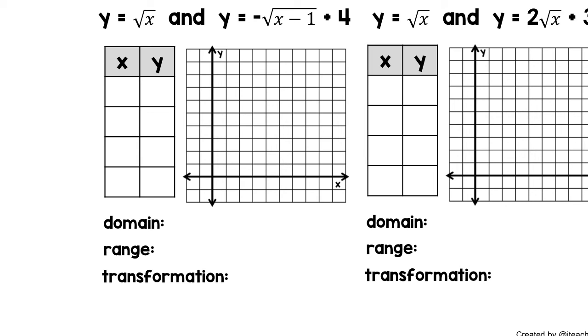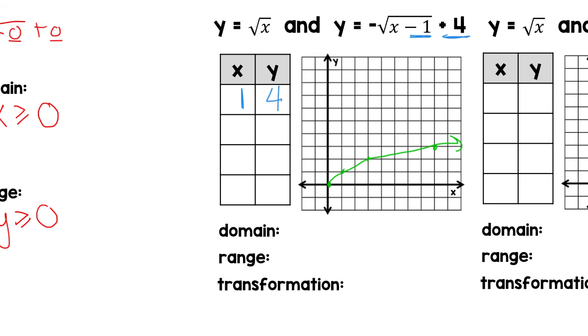Same idea here. We're going to plot y equals square root of x: 0, 0, 1, 1, 4, 2, 9, 3. Now, for our transformation function, we do h and k. H is -1 here, so it's +1 in the x column. K is +4 here, so it's +4 in the y column. Opposite sign, same sign.